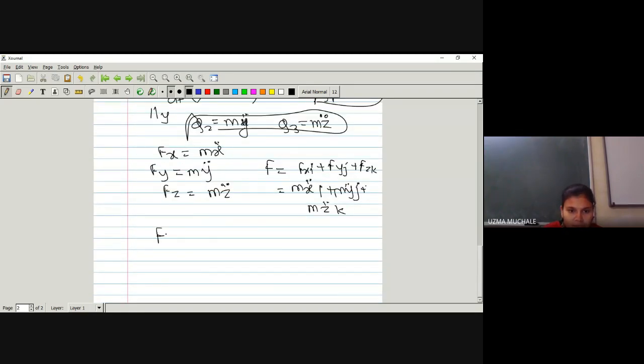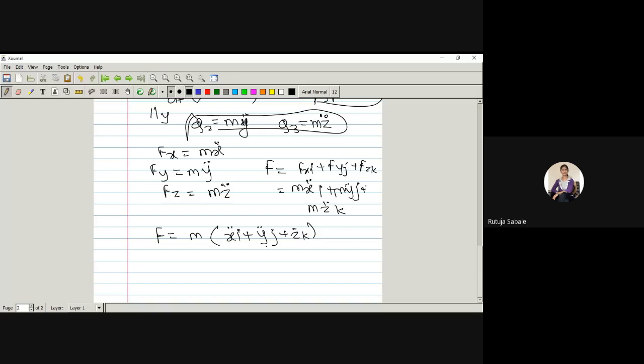What is the value of F we will have if I take m outside from this: m x double dot i, m y double dot j plus m z double dot k. If I take m outside, what is the equation? x double dot i, y double dot j plus z double dot k. What is this equation? Can anyone tell me? r double dot.